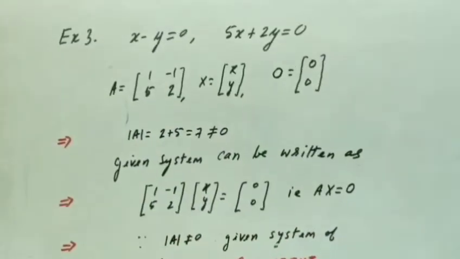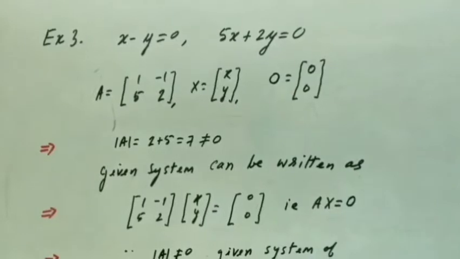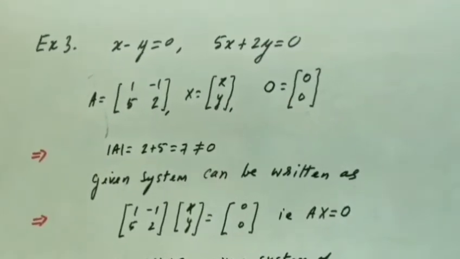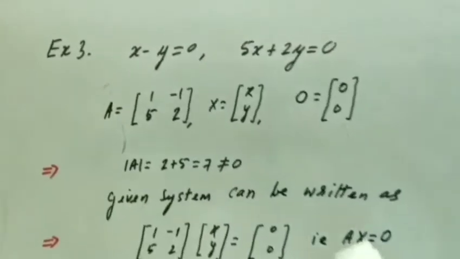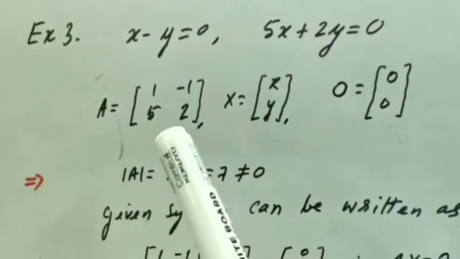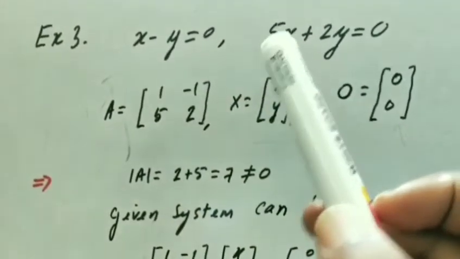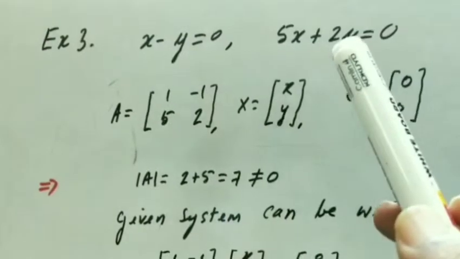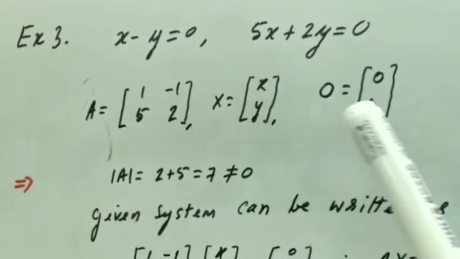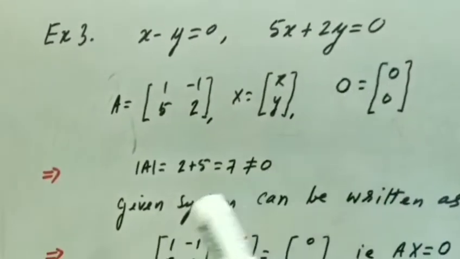So we'll take another example this time. It is a homogeneous equation with two variables. Here, in the same way, we find the coefficient matrix: coefficient of x in the first column, 1 and 5; minus 1, 2, coefficient of y in the second column. This is the variable matrix and this is the null matrix, 0 and 0.